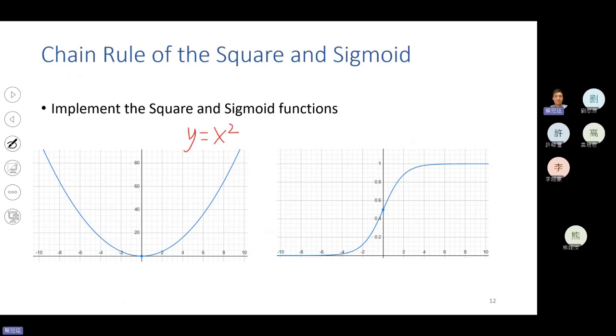Y is equal to x squared. And this one is the sigmoid function, right? The output of the sigmoid function is between 0 and 1. So let's see what happens if we want to calculate a nested function.